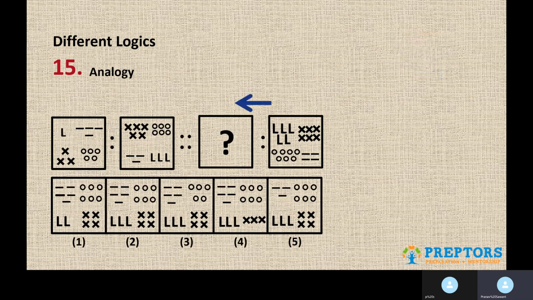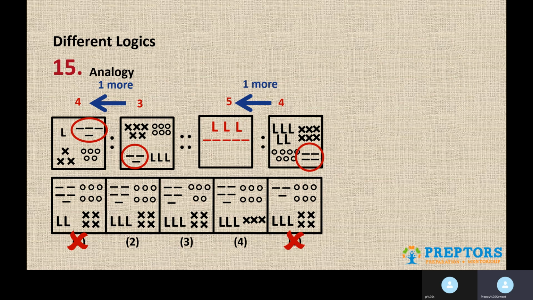So this is analogy. Now again, we have to go in the reverse way. So if you see, the number of L's have reduced by 2. So the number of L's will also be reduced by 2 over here. So in our answer figure, we need 3 L's. Hence, option 1 is eliminated. The minus type sign is increased by 1. So the minus type sign will be increased by 1. Hence, we need 5 minus type signs. Option 5 will be eliminated.